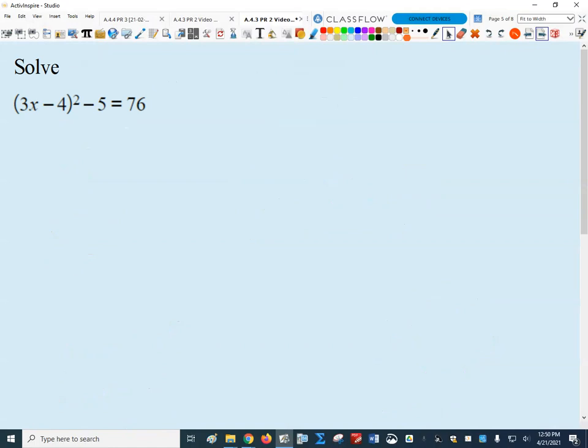Okay, let's do the one we did yesterday. Or a couple days ago, we started this one. And you did most of it, right? You told me add 5 to both sides. That's correct. So those cancel. I get the quantity 3x minus 4 squared equals 81. Now what?